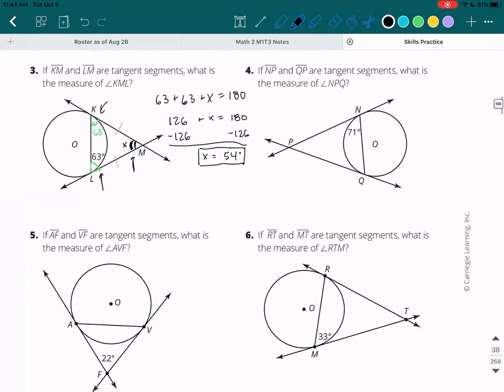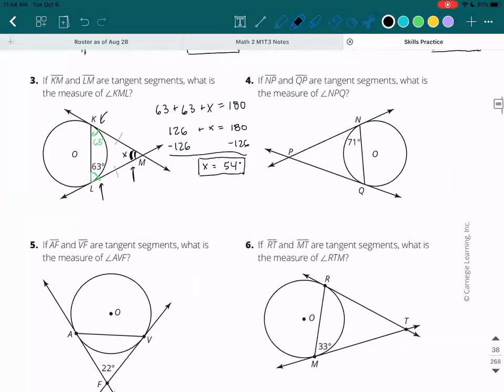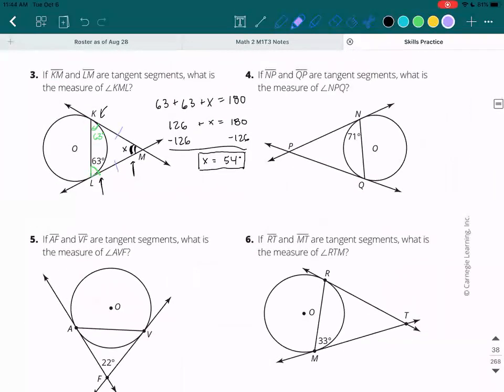I'm just going to zoom up a little bit. Then we have NP and QP are tangent segments, so I mark them as congruent. And then that means that these two angles must also be congruent. So I'm going to label the bottom one as 71 as well because they are congruent. And then what is the measure of angle NPQ? So that would be this one over here. And I'm just going to call it X again.